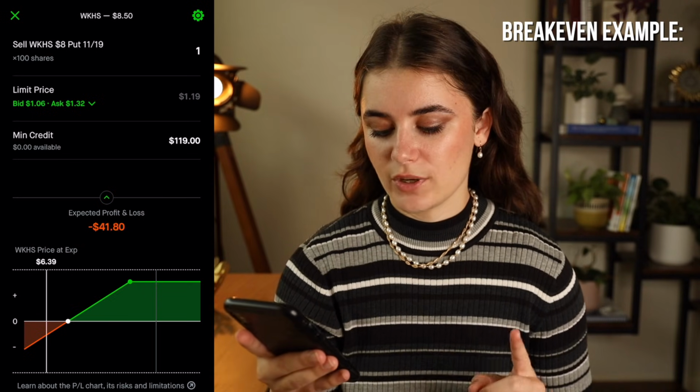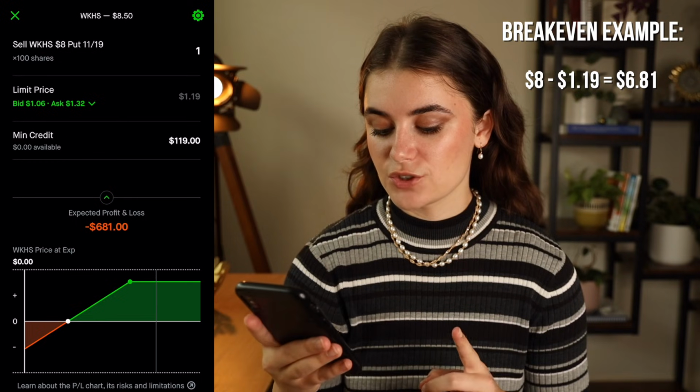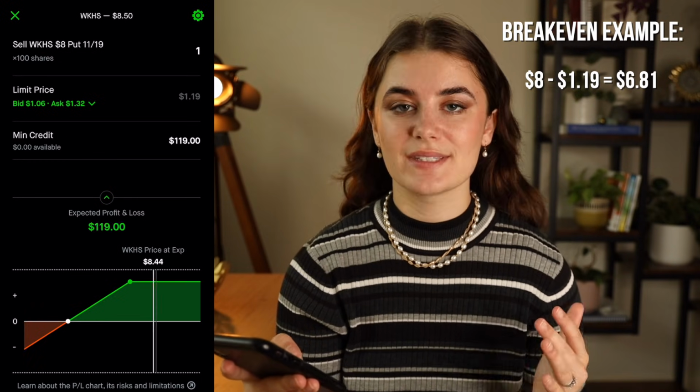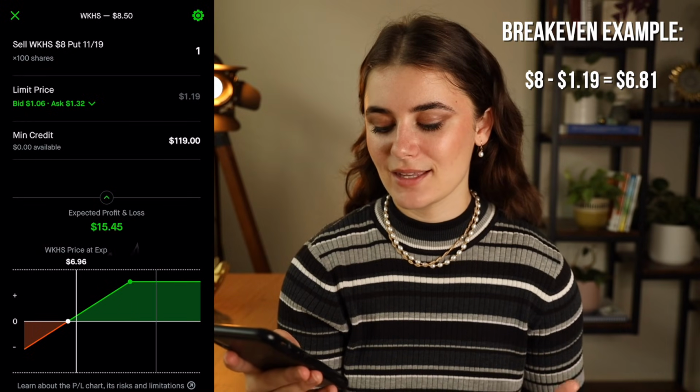We can calculate the break-even price by taking the $8 strike price and subtracting the $1.19 premium, which equals $6.81. And that's what you see here on Robinhood. And that's everything I wanted to include on how to sell puts on Robinhood.